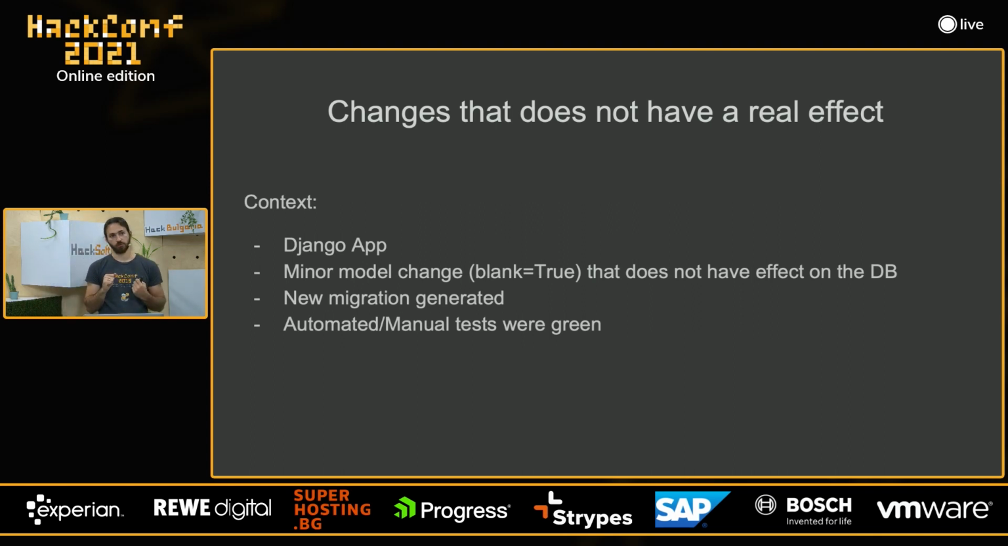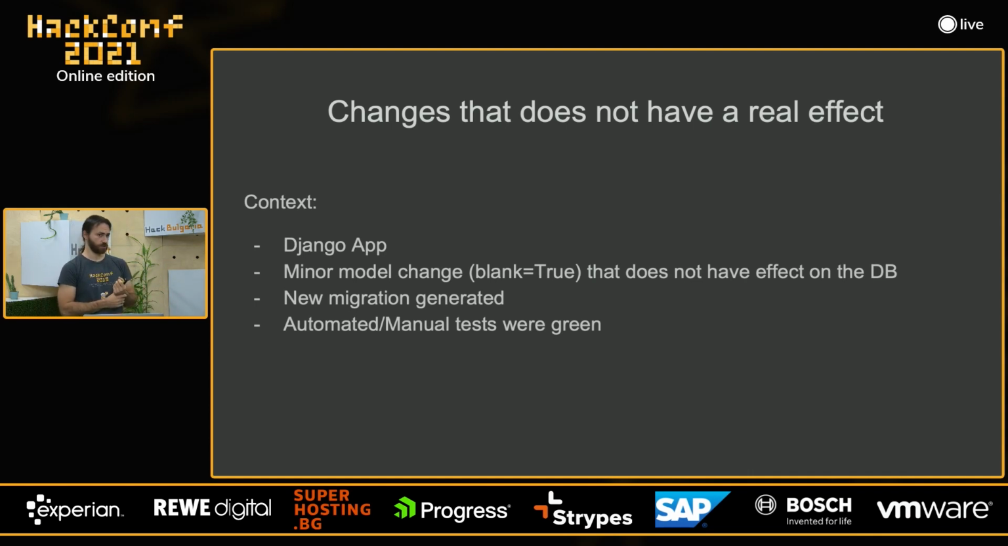So we did a minor model change. Our model is the code representation of our database tables. And we added a small change, blank equals true, which practically says, when I use this model in forms, the value can be empty. But this change does not have an effect on the database. It doesn't change the table structure. What it changes is just when you use this model in specific forms, it brings or removes some validation errors. It's practically just user-facing. It's nothing that should affect the database.